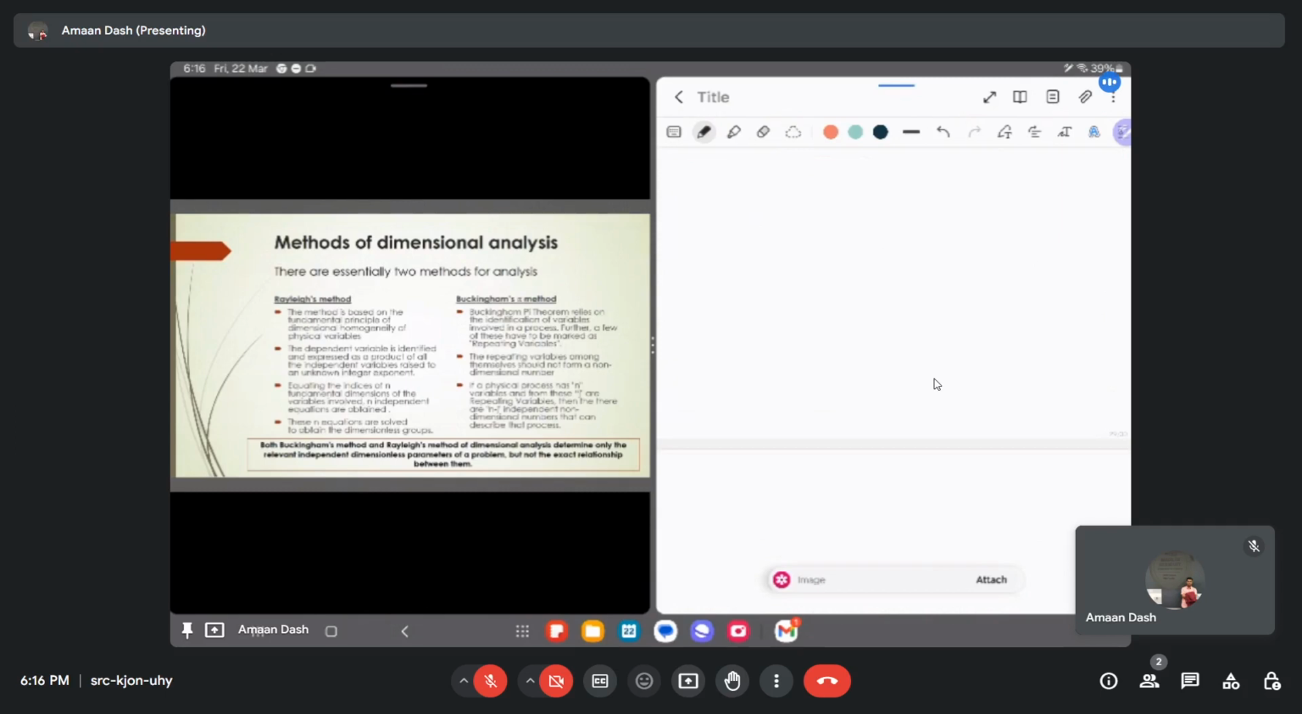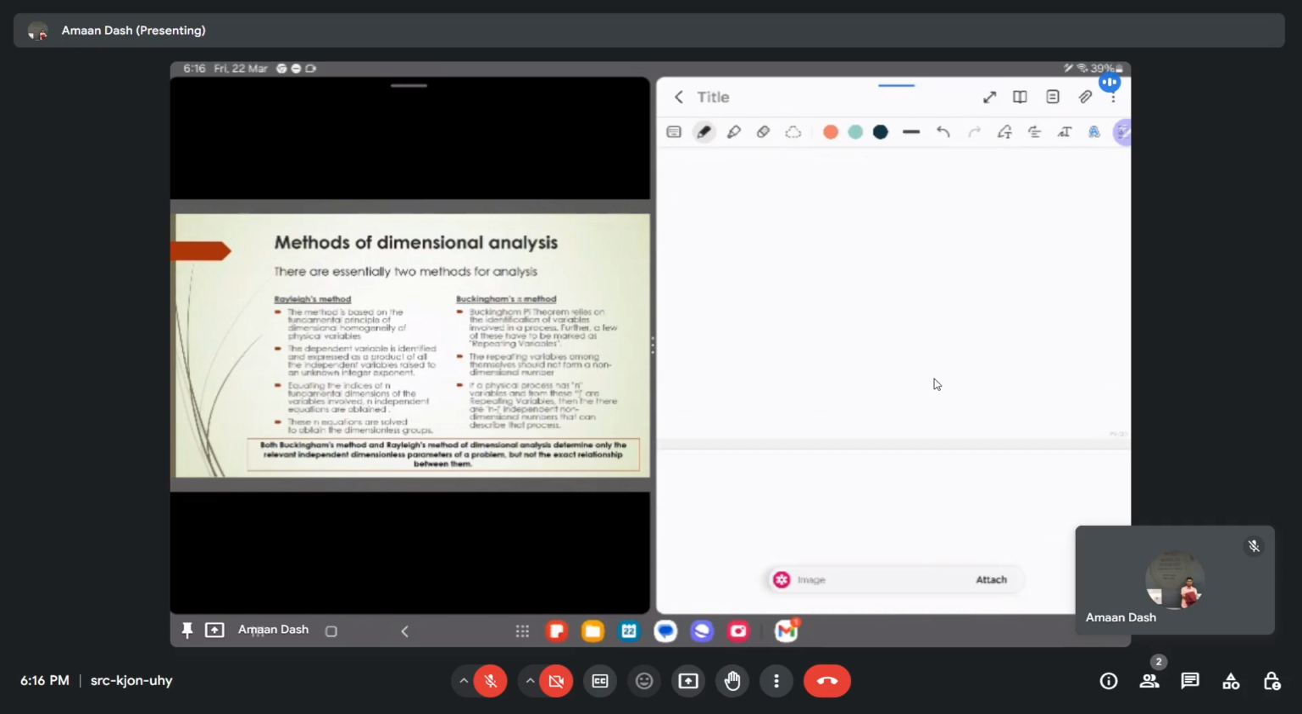And similarly, in the Buckingham Pi theorem, the Buckingham Pi method, we will be creating dimensionless groups, and we will be finding a relationship between the dimensionless groups.